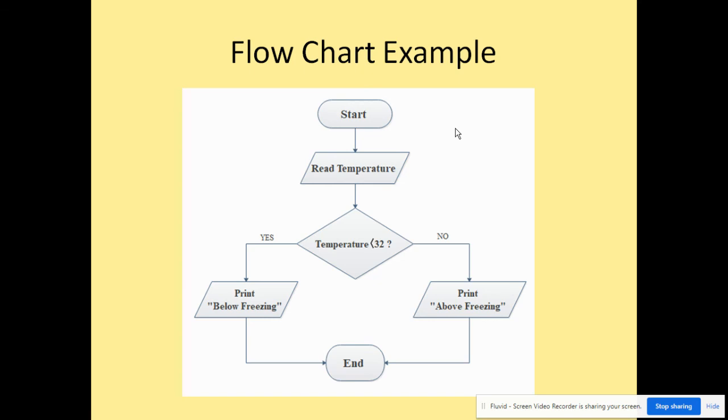Start, then read the temperature, meaning here we can get the input from the user. Suppose the user entered 52, then it will execute in the next phase. It will check if the input 52 is less than 32, yes or no, so it will execute no. So it will execute in this particular manner, and it will print above freezing. If suppose the user entered 20, then the condition will be satisfied, and it will execute yes, so it will print below freezing, and at the end your program will terminate.